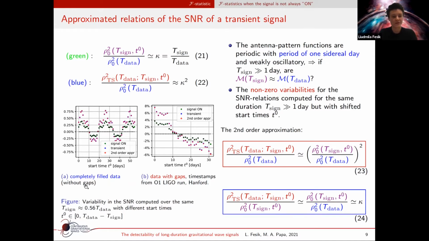So if the data is completely filled, let's firstly consider the ratio between the SNR when the signal is always on. We compare the signal of shorter duration than data and with some start time, and we compute over the same duration, so perfectly matched with this duration. We consider this as a function of the fixed duration and changed start time. Then we get the relation given by green points. So this relation has periodicity as a function of different start times. However, we can note that the variability between the maximum and the minimum is pretty small, about half a percent, so not so much difference.